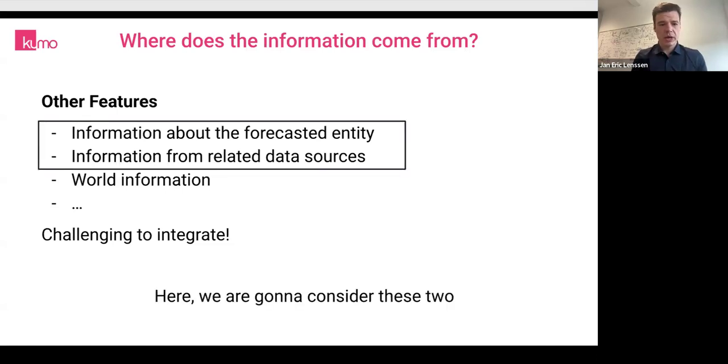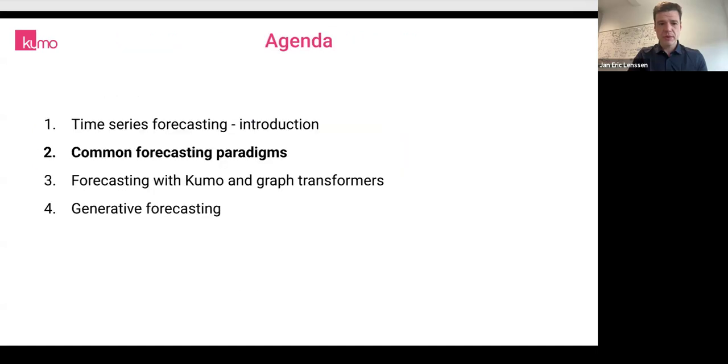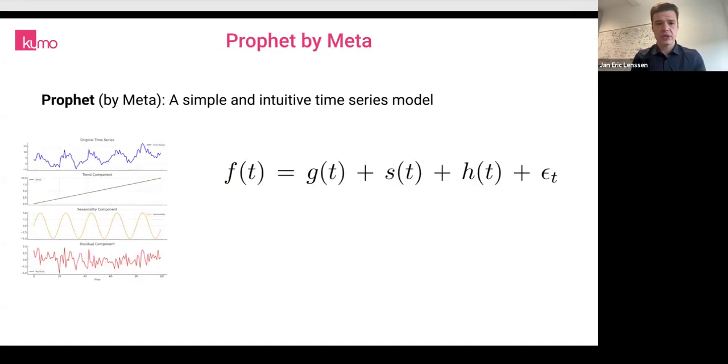And in this talk, we're going to look at these first two, the information about the forecasted entity and the information from related data sources. So with that, let's come to some common forecasting paradigms. And I want to specifically look at Prophet, which is a forecasting model by Meta. And this is quite simple and intuitive, which is why it serves well as an introduction here.